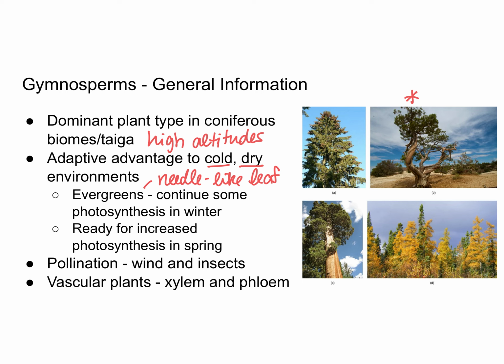Most of the pollination in gymnosperms happens via wind or insects. And as a reminder, they are vascular plants, so they do have the xylem and phloem vessels going through the tree.